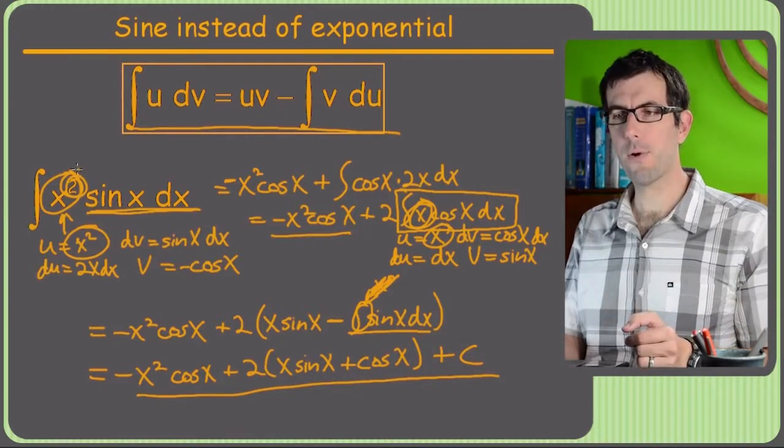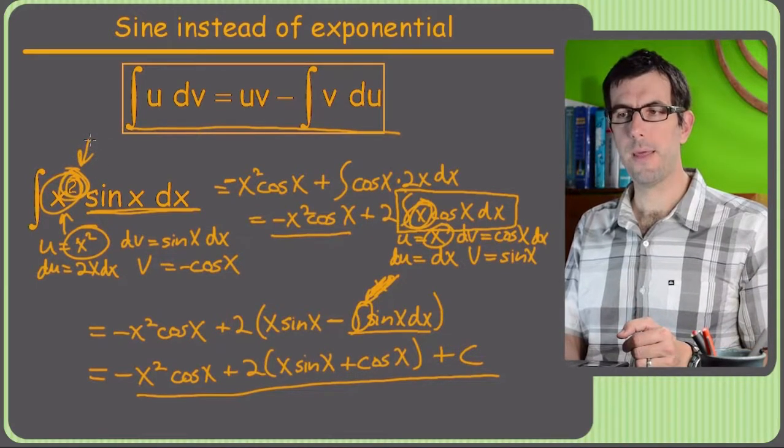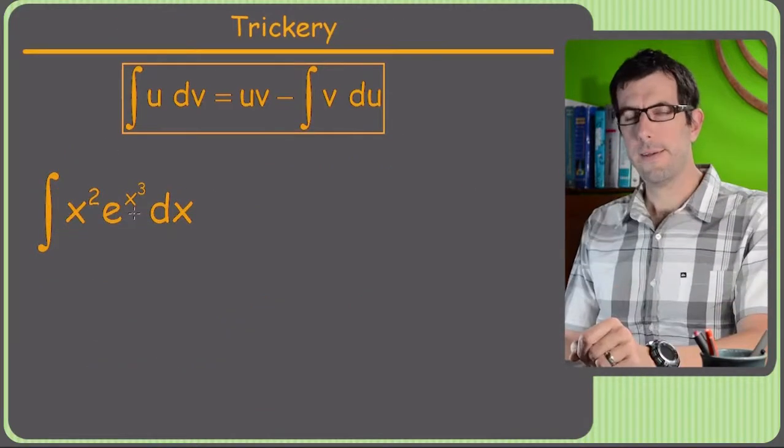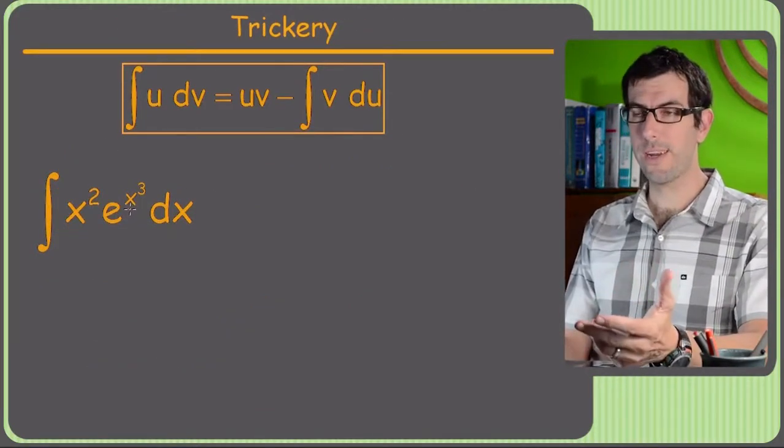So whatever the power is on your x term, that's pretty much how many times you're going to have to do integration by parts. Alright, so why is this one labeled trickery?